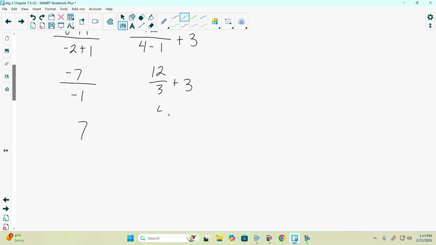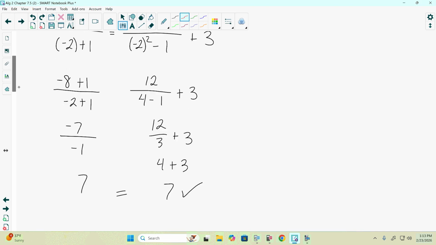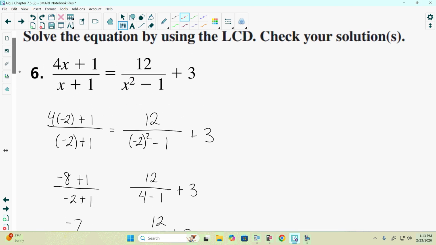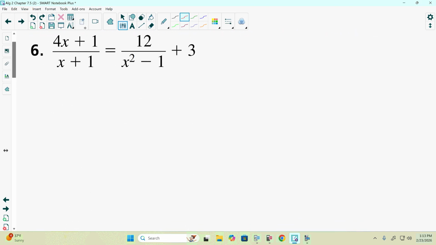12 divided by 3 is 4, and 4 plus 3 is 7. Both sides give us the same value. We can do the exact same thing with 5, and it would work out to be the same.